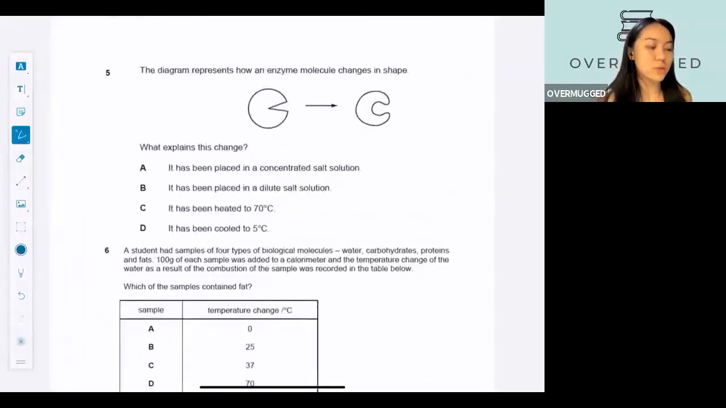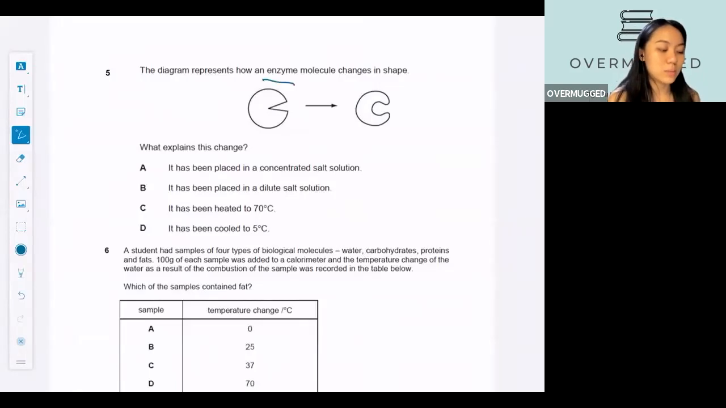Question 5. Okay, question 5 should be quite straightforward. In this case, this is an enzyme and it changed shape. So what would cause an enzyme to change shape? It is denaturation. And in this case, the denaturation is caused by temperature change or pH change. So in this case, it's C.